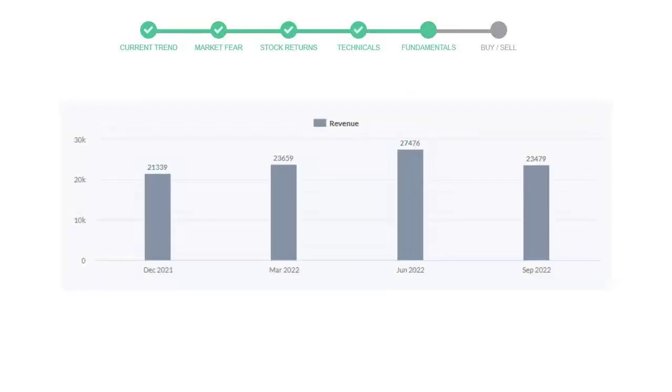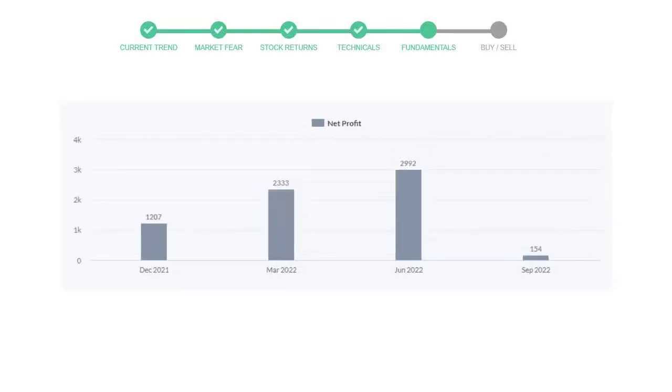Let's look at fundamental analysis. We will mainly see the last two quarters of the company. In June 22, the revenue was $27,476 million. In the recent quarter, September 22, it declined to $23,479 million.